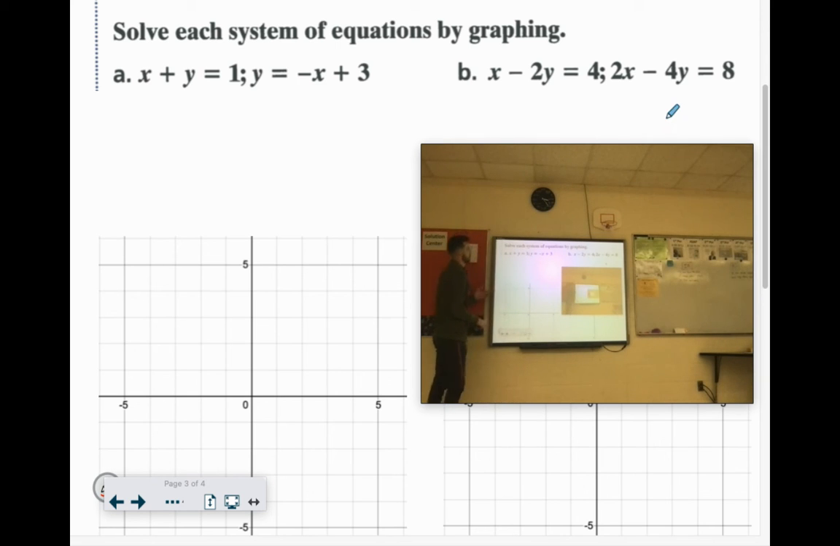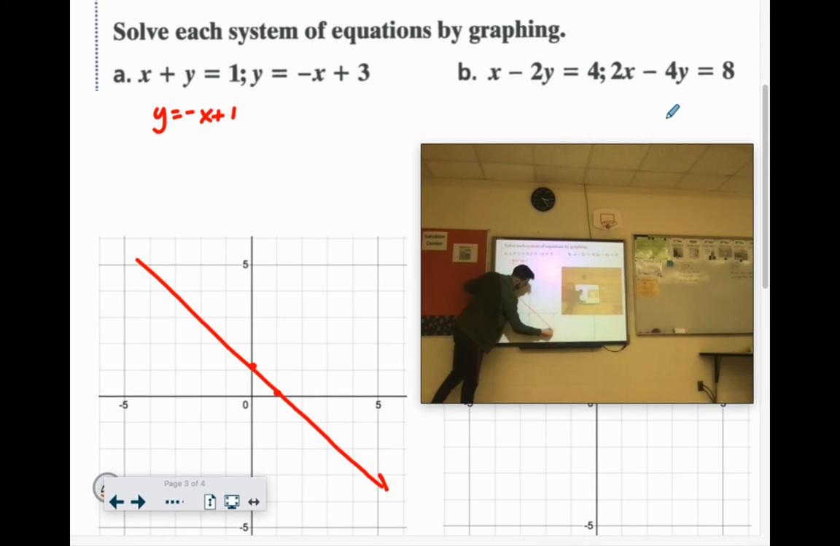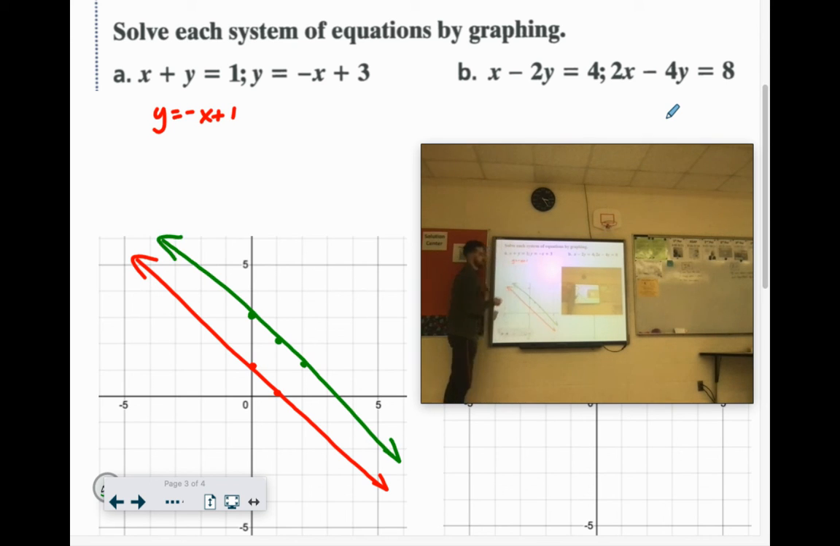So if you look at the first one here, let's readjust this formula. y equals negative x plus 1. Slope's negative 1, so it goes like this. Second one, negative x plus 3. That's 1 over 1. These are parallel lines. They have the same slope, so they never intersect each other. So this would be one of your no solutions.